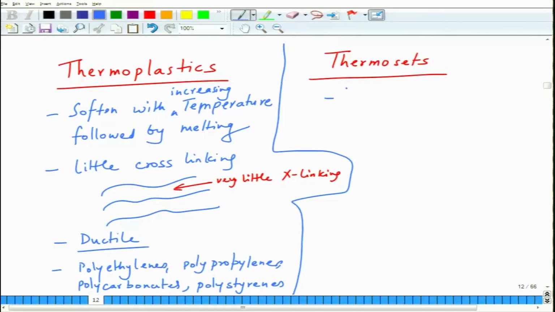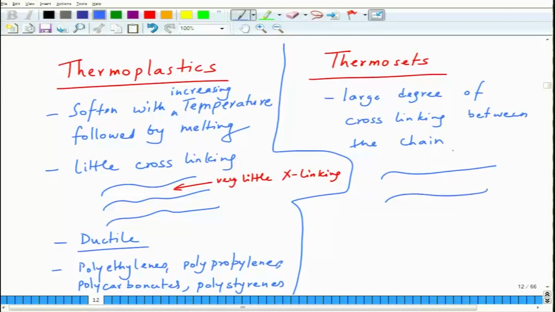They have very large cross-linking, large degree of cross-linking between the chains. So the chains that you see here, they have cross-linked. They are linked by some other branches. So as a result, they are rigid. So higher rigidity, because these cross links do not allow the chains to move as freely as in thermoplastics.